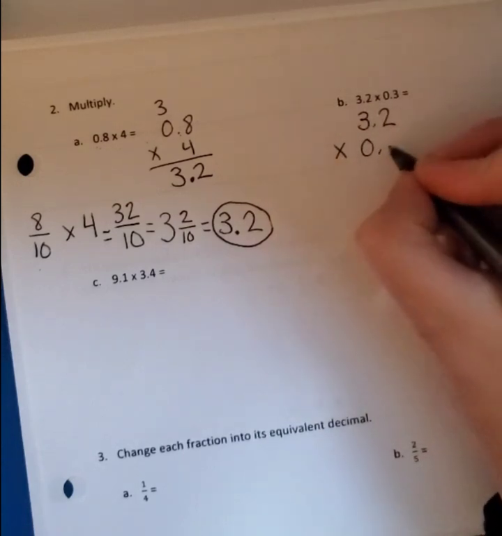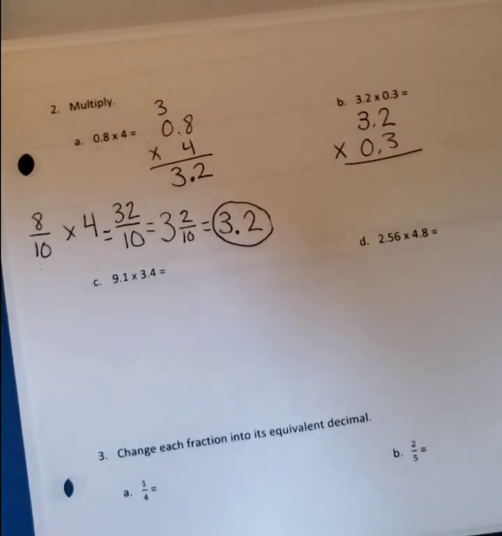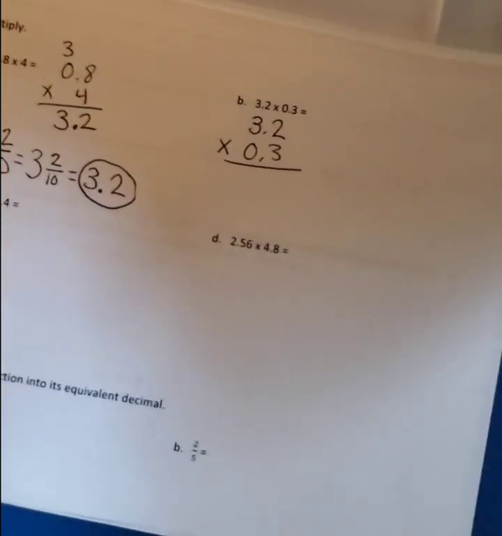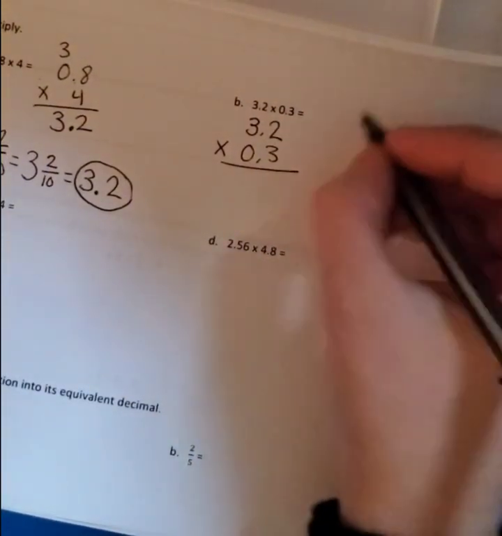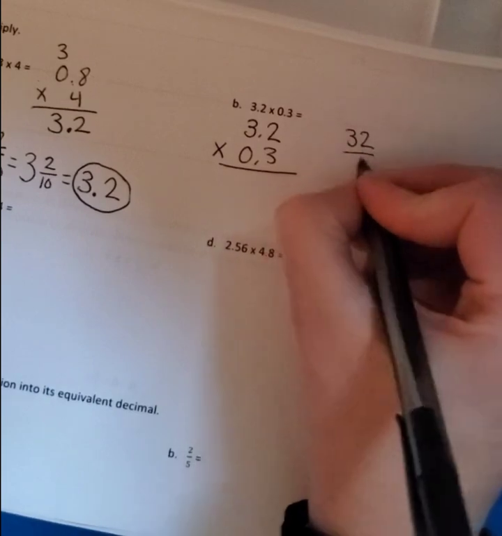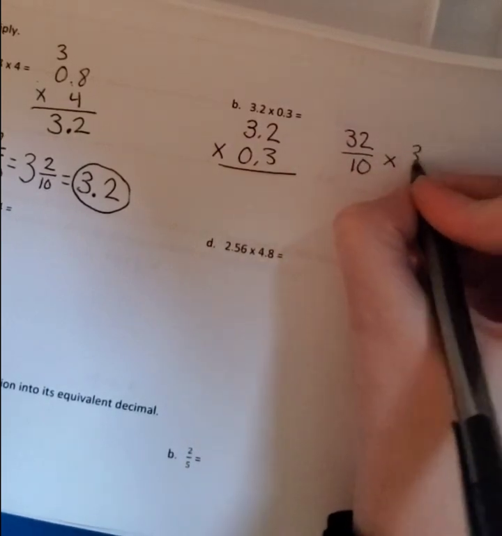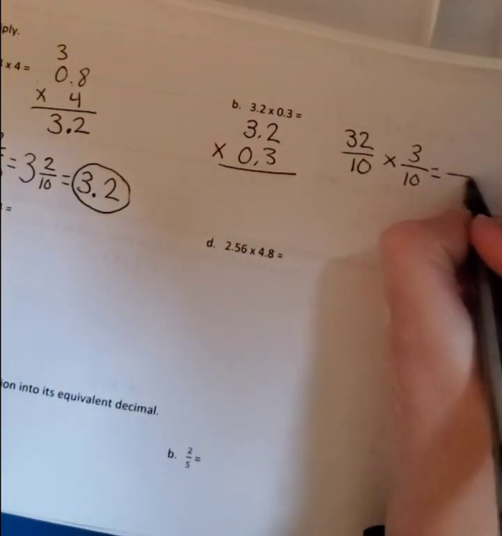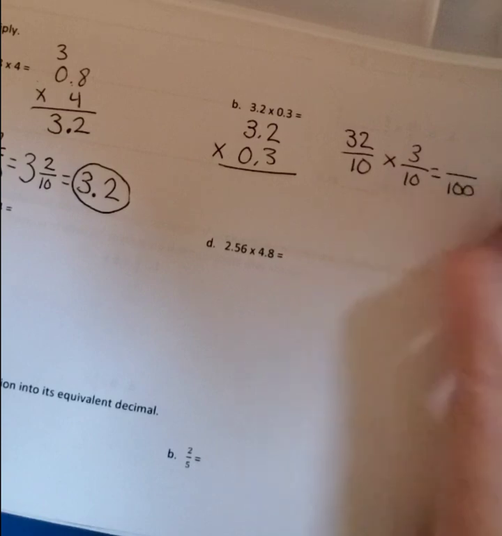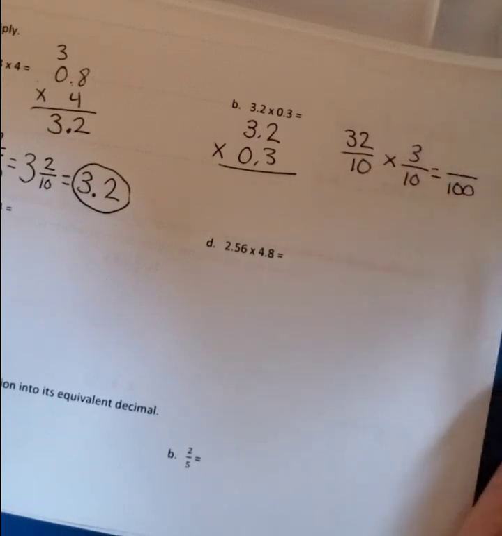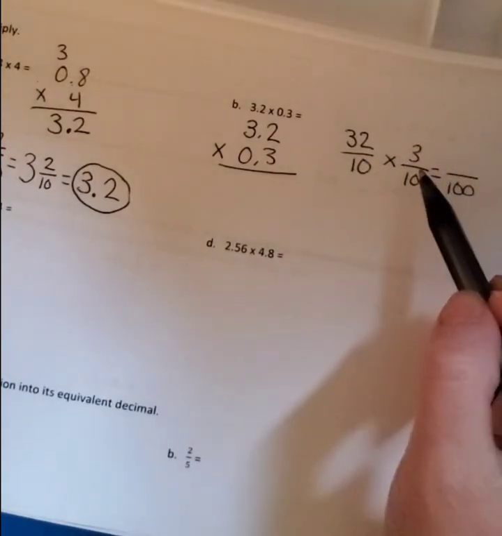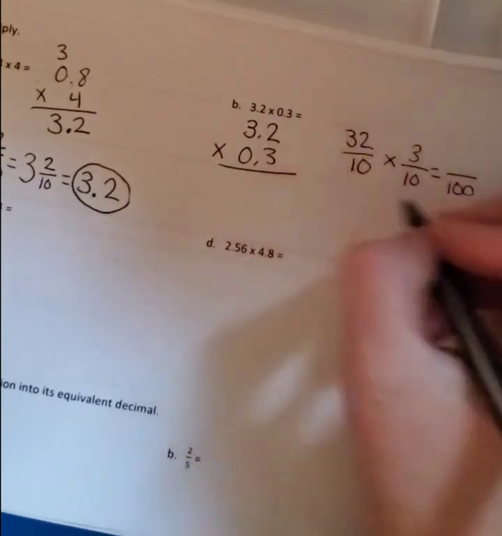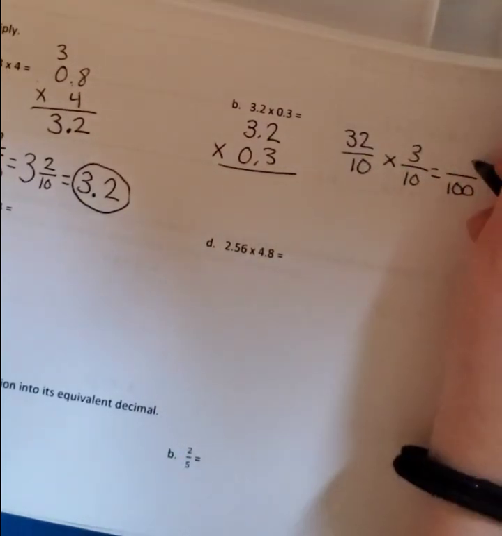All right, B, 3 2/10 times 3/10. So again, you can stack it and solve it that way, or you can do it over as fractions. 32/10 times 3/10. Some people prefer the fractions in my class. I know you do. So if you do it this way, that's fine. 10 times 10 is 100. And then 32 times 3, you could potentially do this in your head, or you could set it to the side and stack them. 2 times 3 is 6.